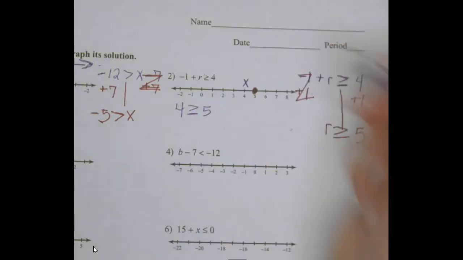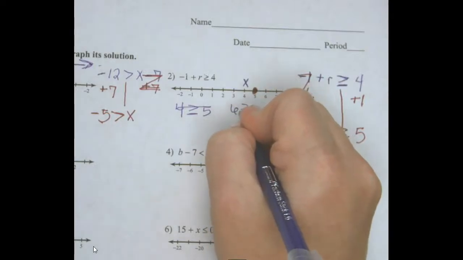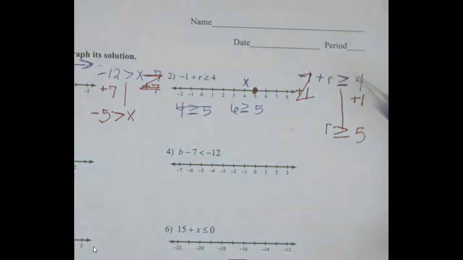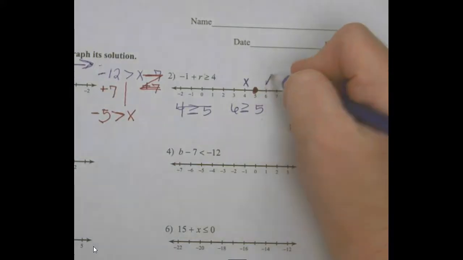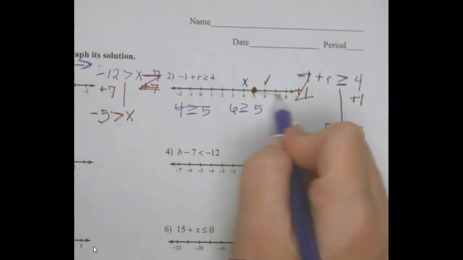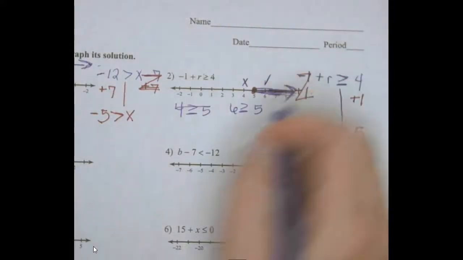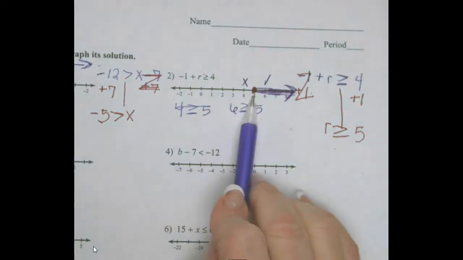No. So let's try the other side. Is 6 greater than or equal to 5? Yes. So I am shading this side in. Yes, it is a closed circle because it includes 5. Because it could be 5 is equal to 5.